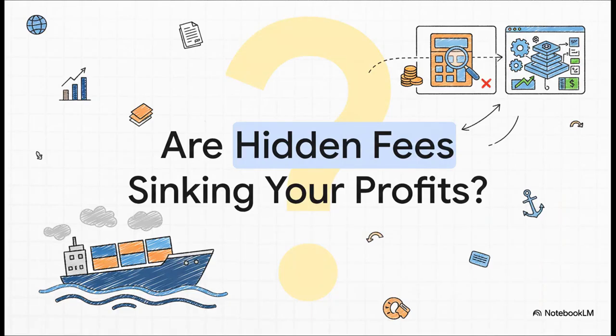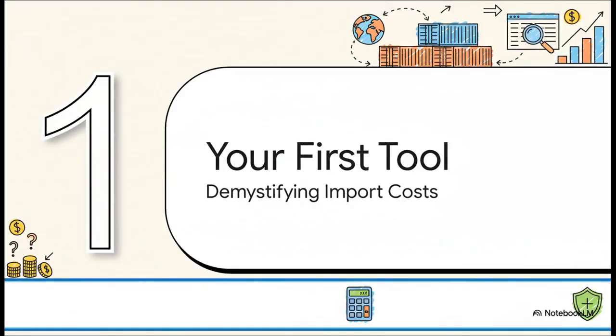Because that's the nightmare scenario, isn't it? Unexpected duties, surprise taxes, and those awful customs delays. They can turn what looks like a profitable shipment into a total mess. And these aren't just little annoyances. These hidden fees can genuinely sink your profit margins before you even know what hit you. So, how do you even begin to get a handle on all this uncertainty?